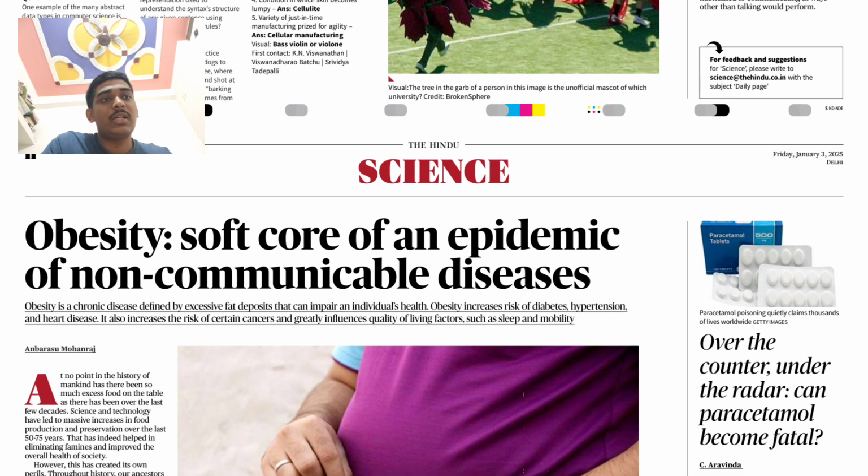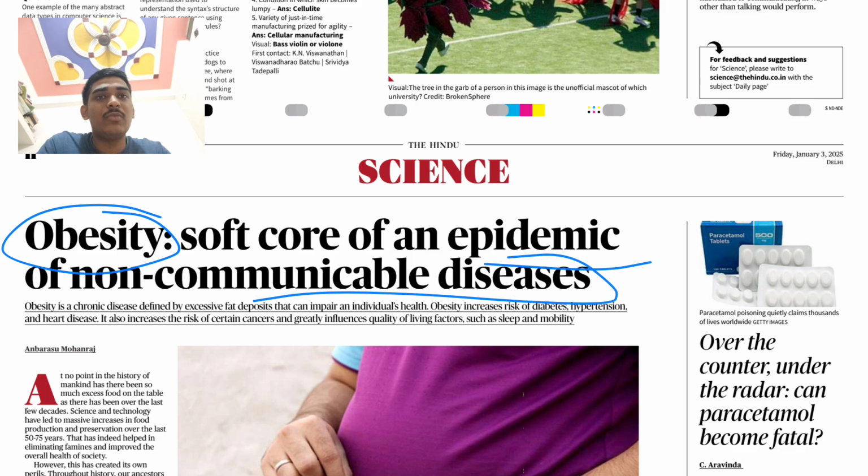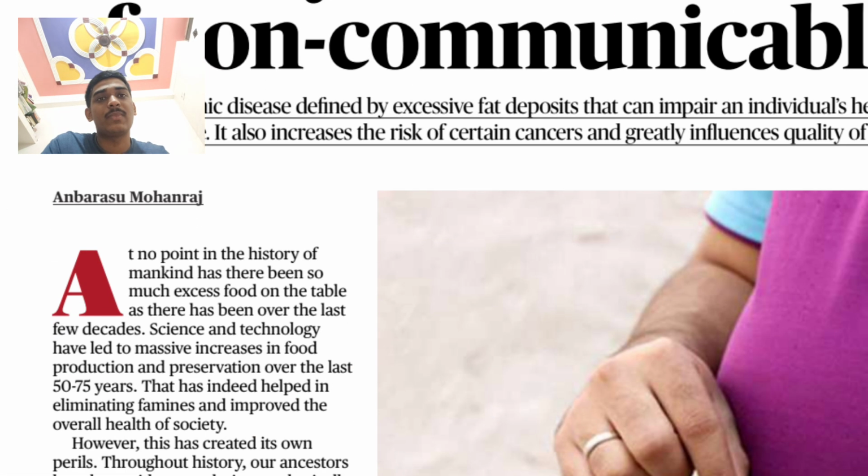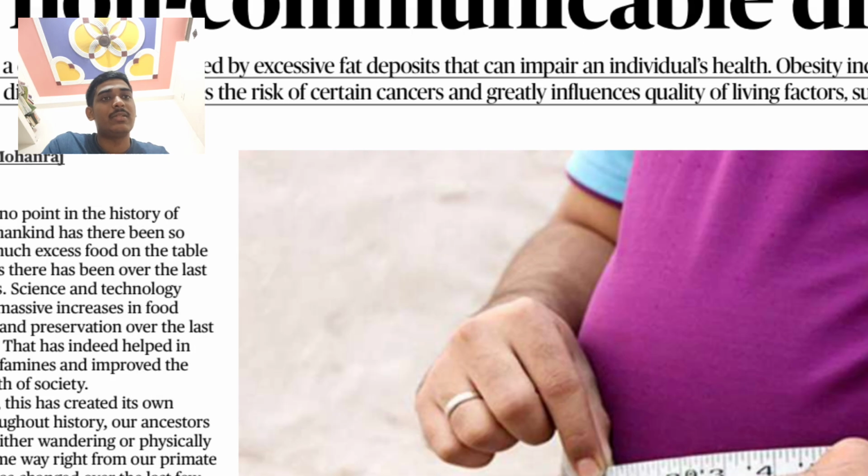Now let us see the 3rd January. Obesity, the core of an epidemic of non-communicable disease. We will just get a rough idea about this. We don't want to go into depth because these things are general, but it is important to cover this because obesity has been in the news in India for many reasons. So we'll try to cover it. Let us just understand what is there.